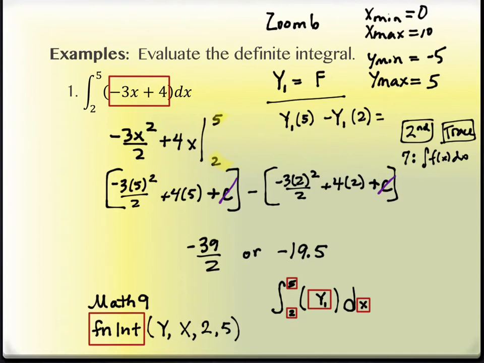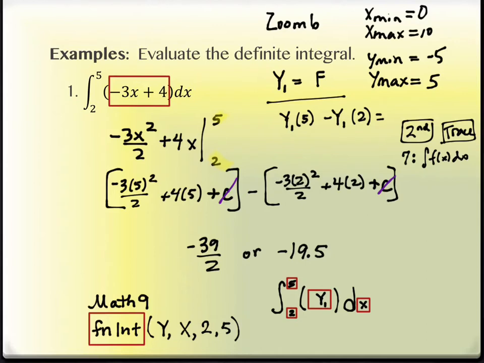On your screen, it should say lower limit, does it? What is our lower limit? 2. Type 2 and press enter. And then it should say upper limit. What is our upper limit? 5. So hit 5 and press enter. And then press enter. And what did you see happen?